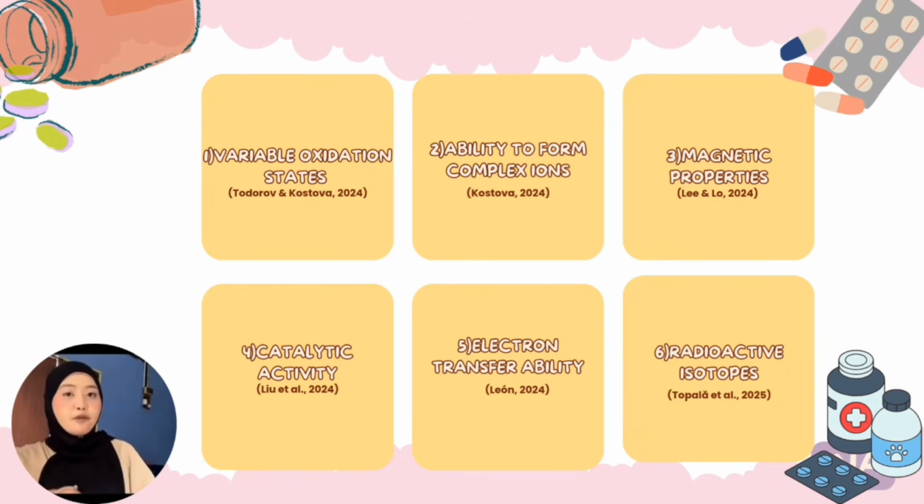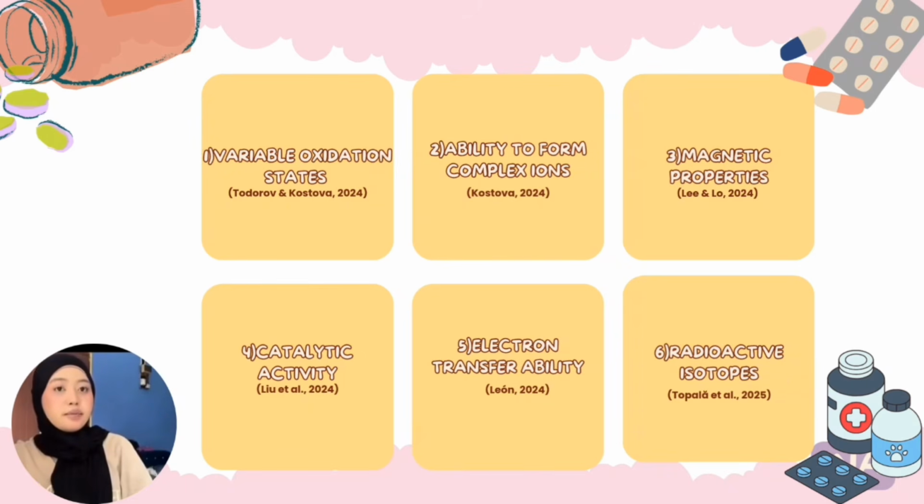Second, they can form stable complex ions. Transition metals easily bond with ligands to form coordination complexes. This property is important in developing metal-based drugs and diagnostic agents such as platinum complexes used in chemotherapy. Third, some transition metals have magnetic properties. For example, gadolinium is used as a contrast agent in MRI scans because it helps produce clearer images of organs and tissues, making disease diagnosis more accurate.